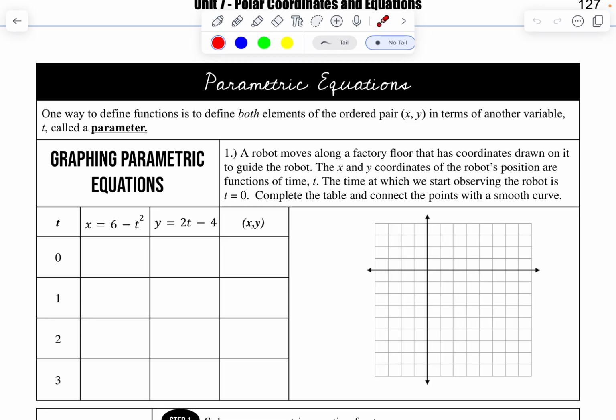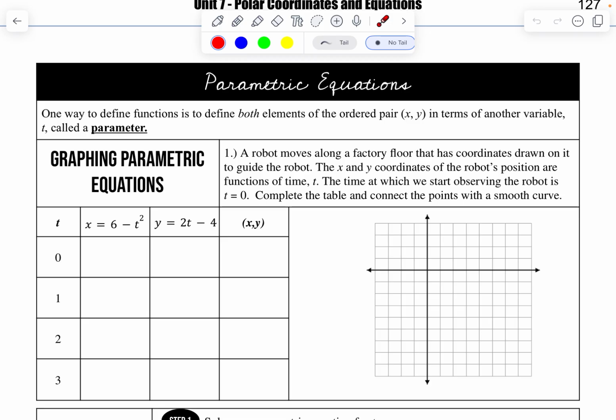Number one says a robot moves along a factory floor that has coordinates drawn on it to guide the robot. The x and y coordinates of the robot's position are functions of time t. The time at which we start observing the robot is t equals 0. Complete the table and connect the points with a smooth curve.